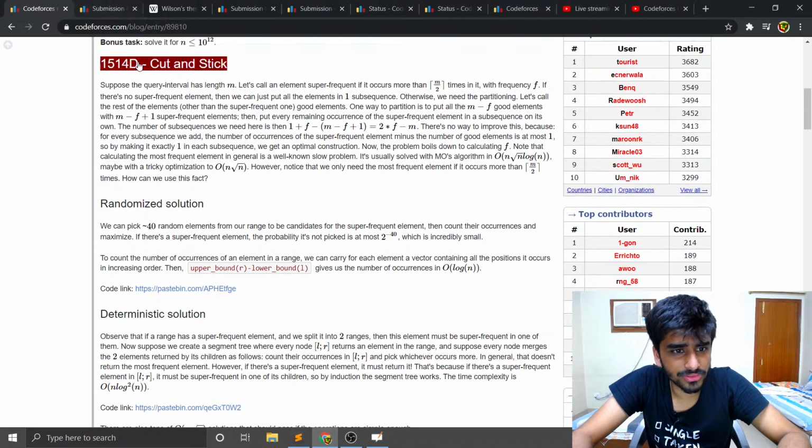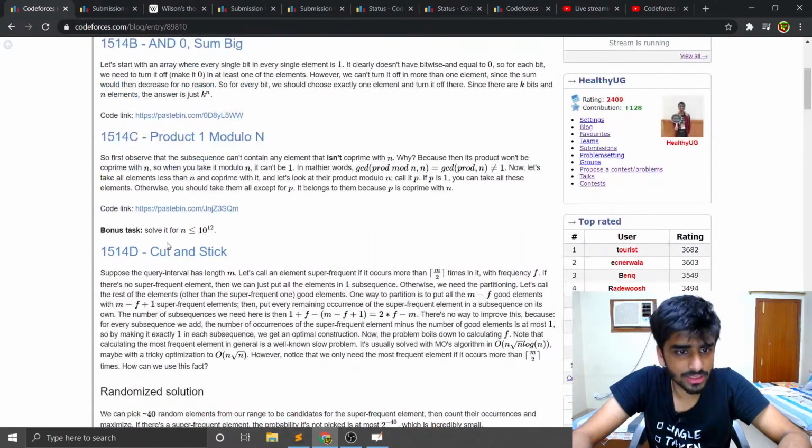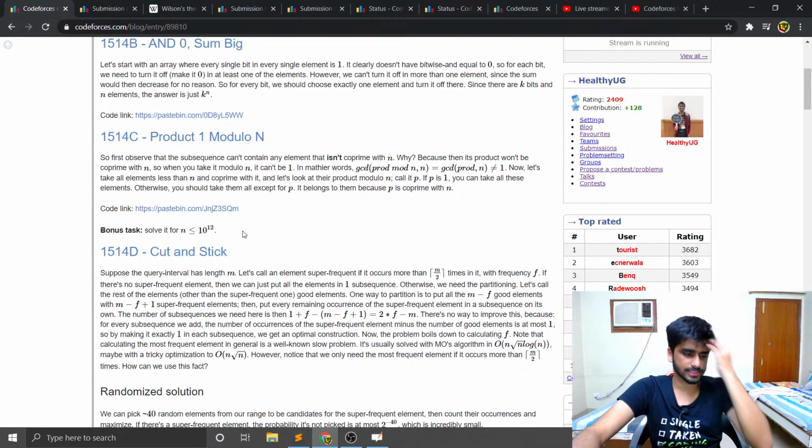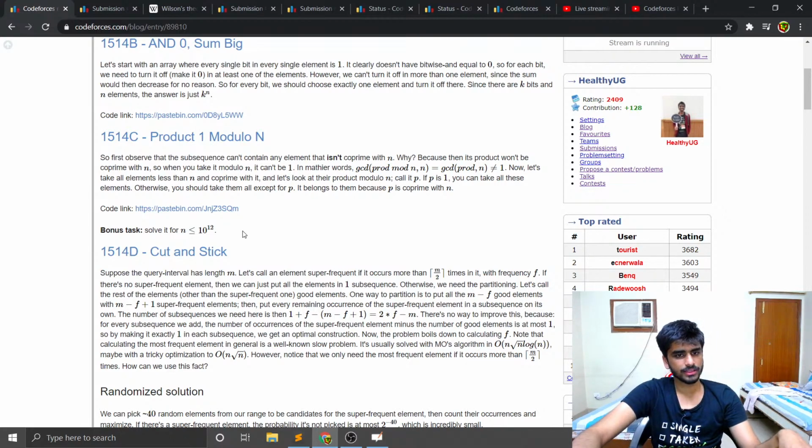Did you do the bonus for C? What is the bonus? Oh, solve it for n smaller equal to 10 to power 12. I think in this case, first of all, we need the product of all the coprime elements, right? So we need the product of all the coprime elements. Okay. And once we do that, I'm not sure about it right now.